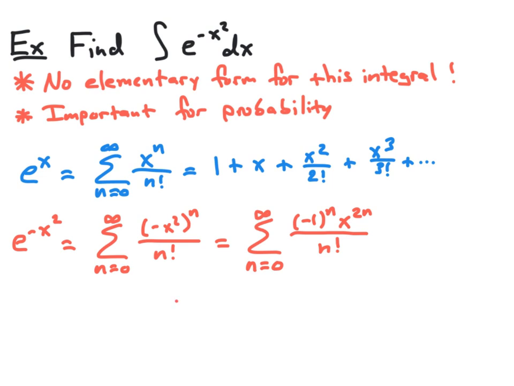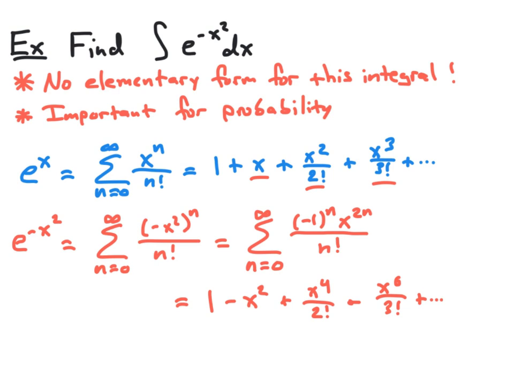And if we want to write out some of the first several terms here, we can do that. We'll have 1 minus x squared plus x to the 4th over 2 factorial minus x to the 6th over 3 factorial, and so on. We can find these terms by either just computing this series from n equals 0 to infinity of negative 1 to the n, x to the 2n over n factorial, or by substituting negative x squared in for x in the terms of the Maclaurin series for e to the x. We now have this Maclaurin series for e to the negative x squared, which is the integrand of our integral.